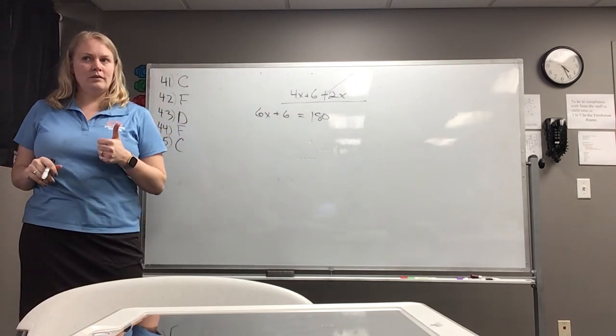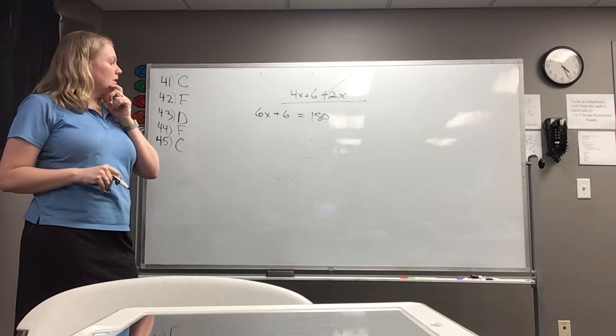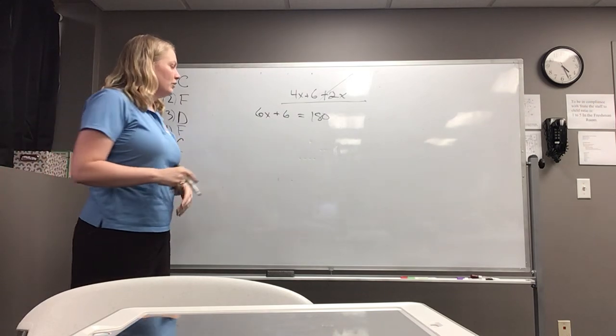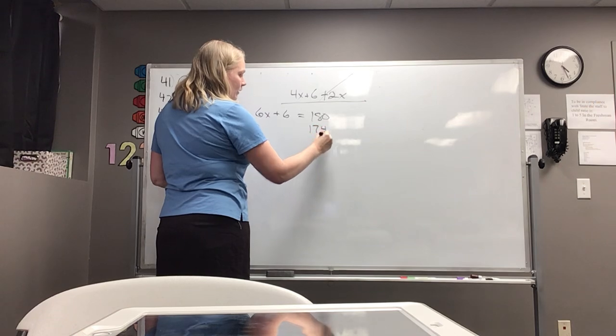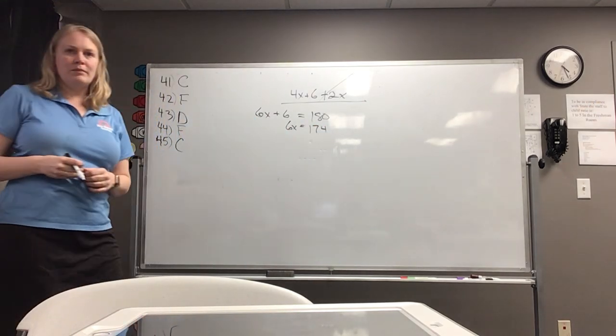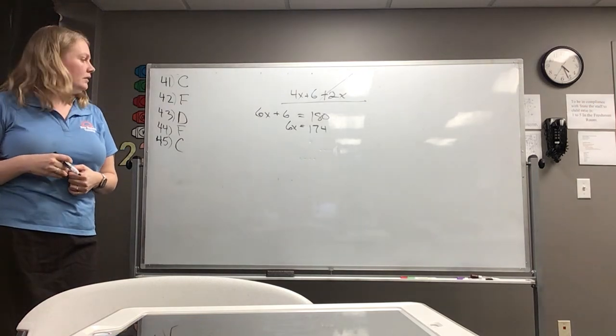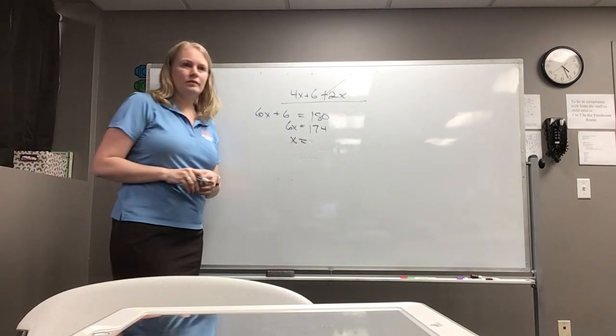Good so far? Subtracting 6 from both sides, I'd be tempted to factor out the 6, but anyway, subtracting 6 from both sides, we get 174 is equal to 6x. If we divide both sides by 6, what do we get? 29. 29.